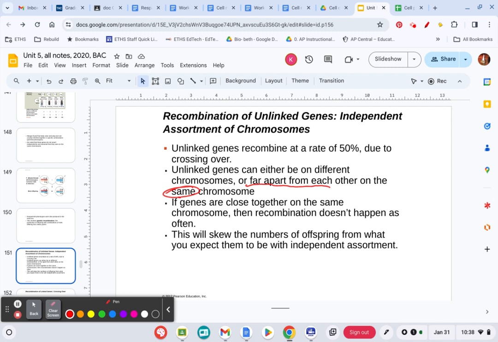If genes are close together, the recombination doesn't happen as often. And that will skew the numbers from what you expect them to be with independent assortment. So if you do a cross and the numbers aren't what you expect them to be, that's when we did the dihybrid cross, and I had to do that 9:3:3:1. I was assuming independent assortment. I was assuming that those two traits were on different chromosomes. If you get values that are different from the 9:3:3:1 in the case of those pea plants, then you know that something's going on, and it's likely that they are linked genes.